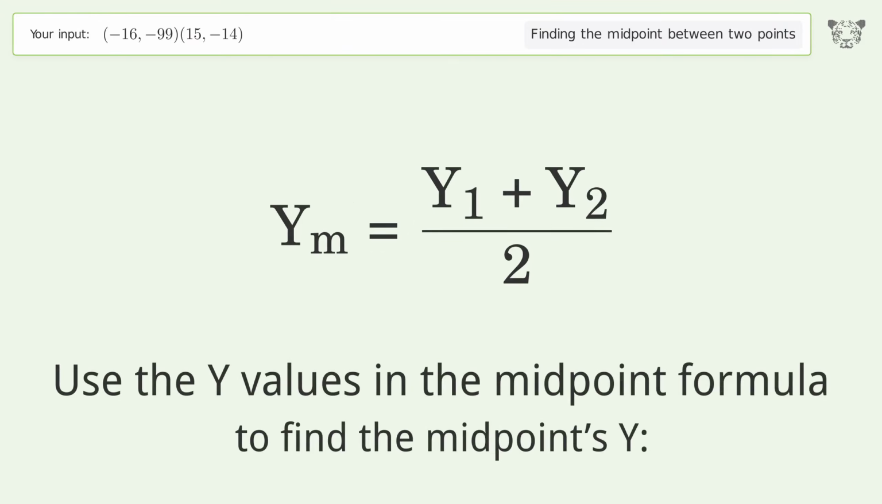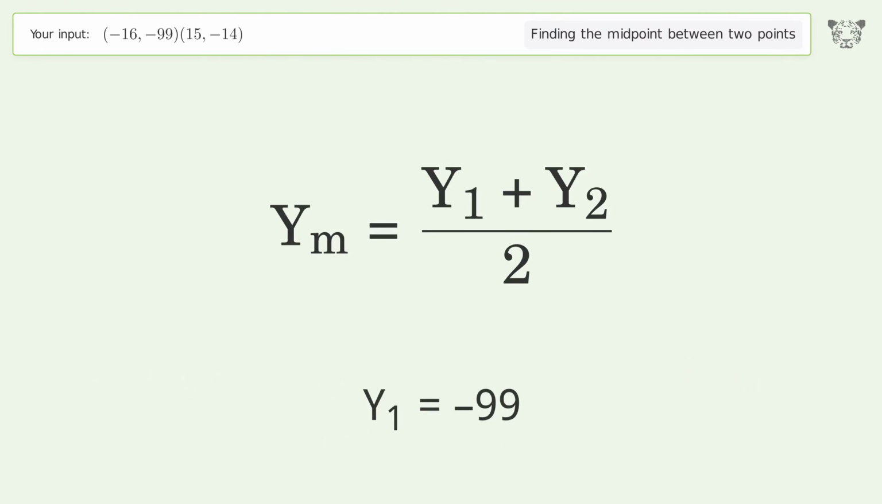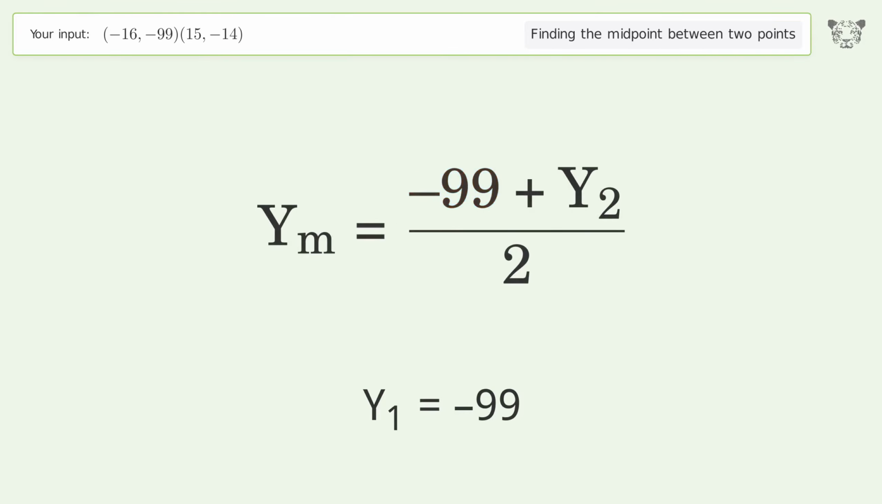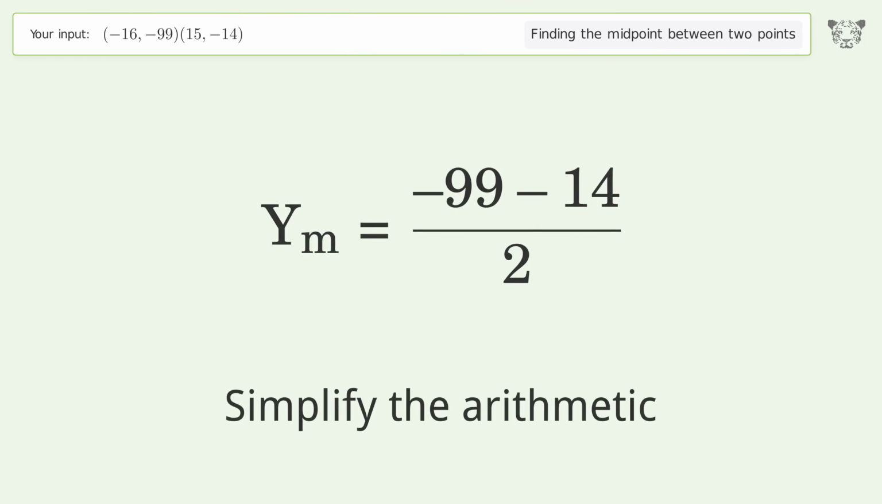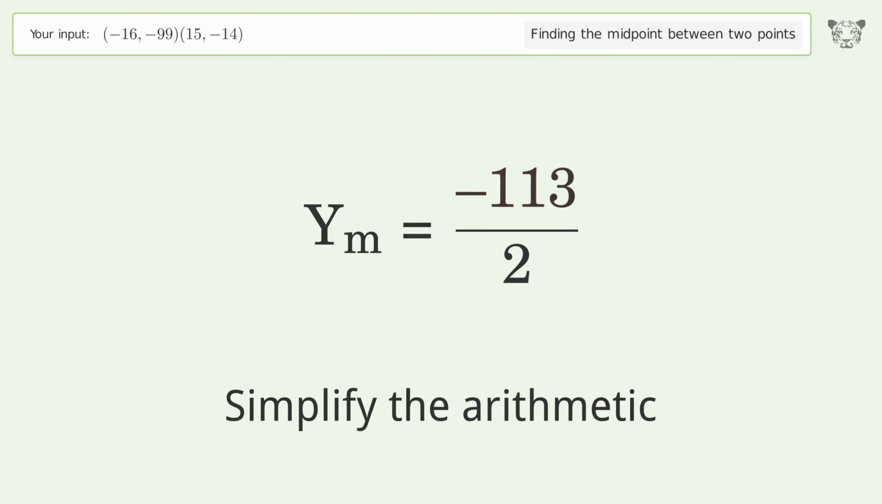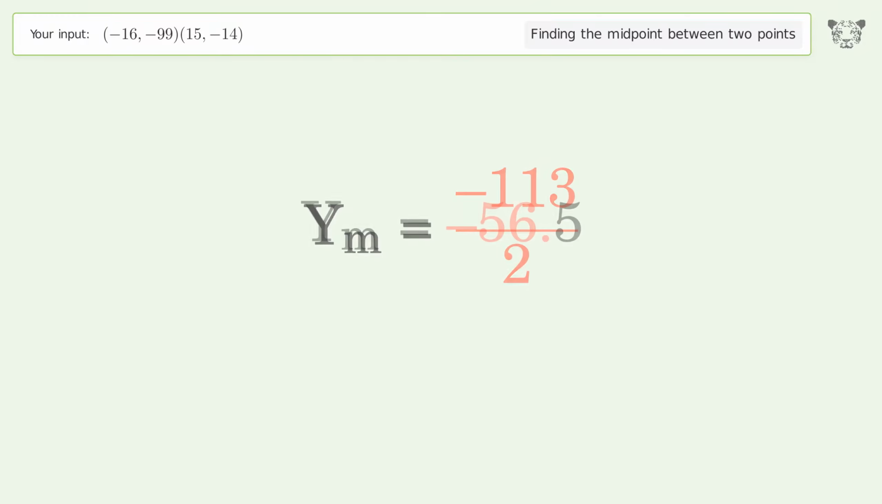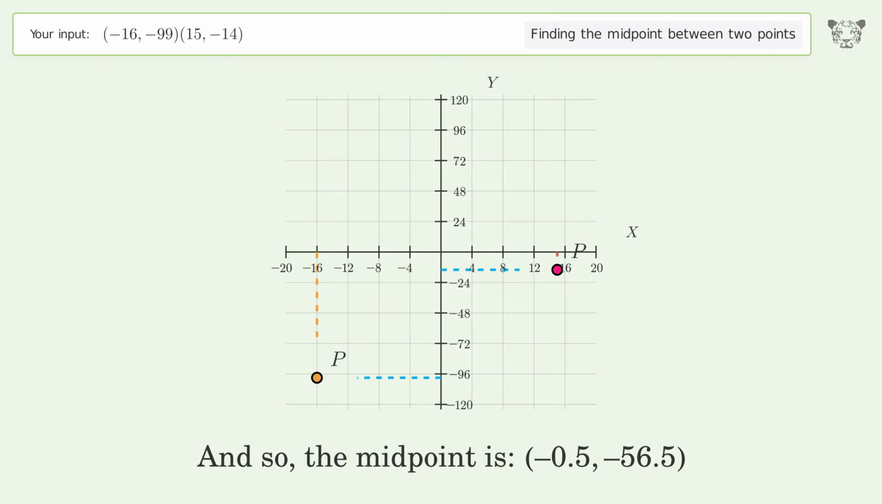Use the y values in the midpoint formula to find the midpoint's y. y1 equals negative 99. y2 equals negative 14. Simplify the arithmetic. And so, the midpoint is negative 0.5, negative 56.5.